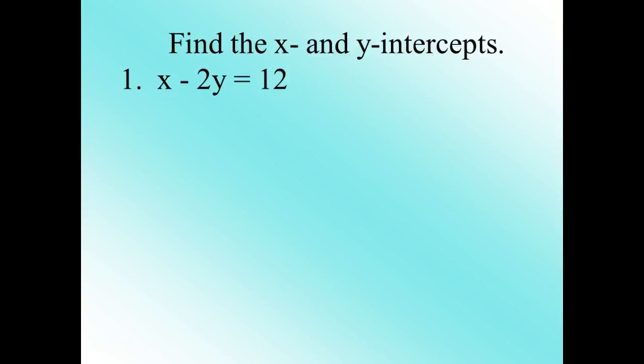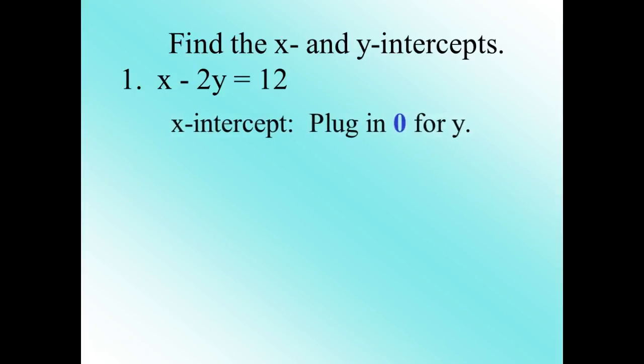So let's look at a couple of examples. Now we have this equation. We want to find the x-intercept, so we will plug in 0 for y and then divide both sides by, well, we don't have to divide both sides by anything. X is equal to 12. And so the x-intercept is 12, 0.